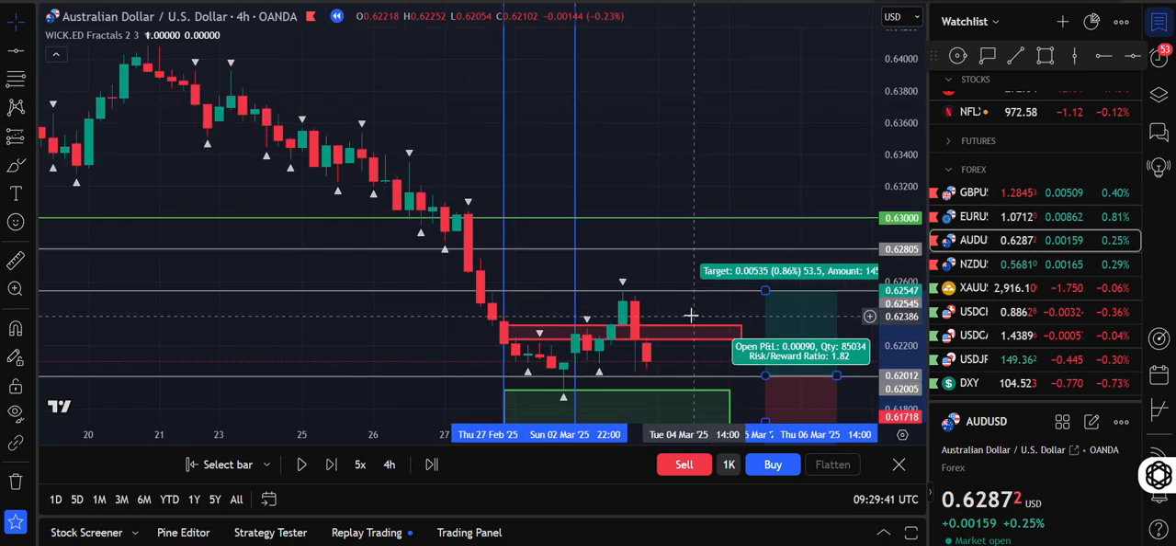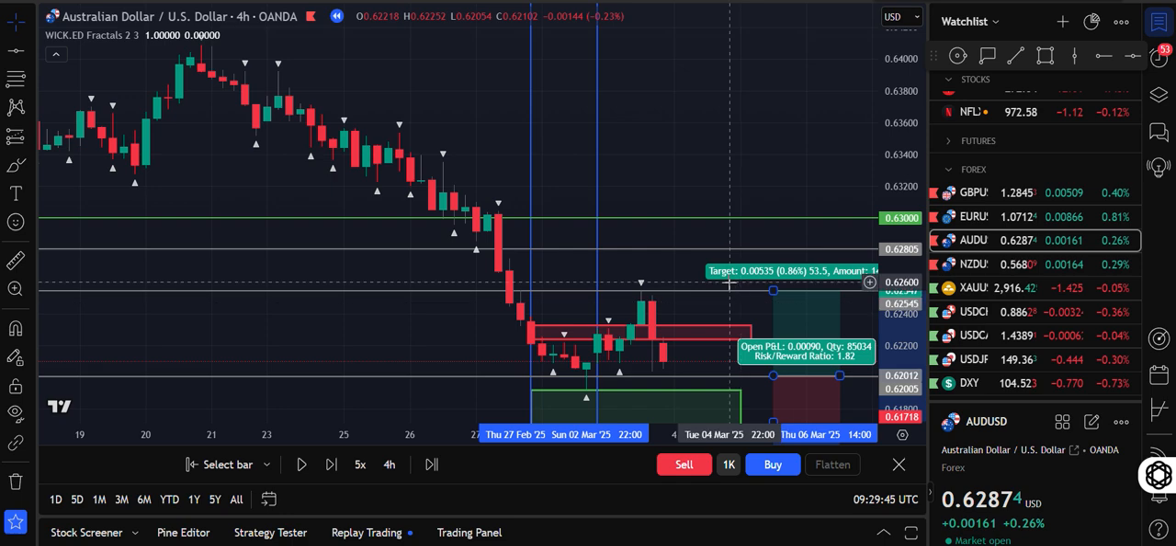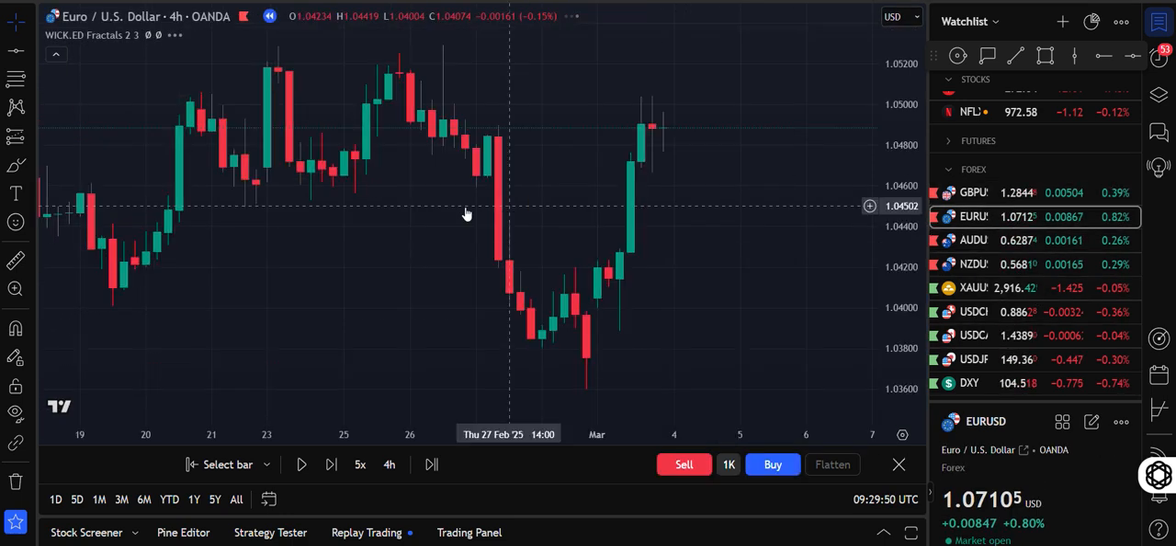Got 53 pips here, not too bad. So that's probably where we're going to be looking to target if we do retrace down to here. Moving on to the euro.